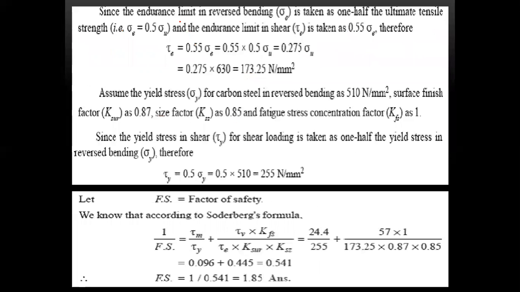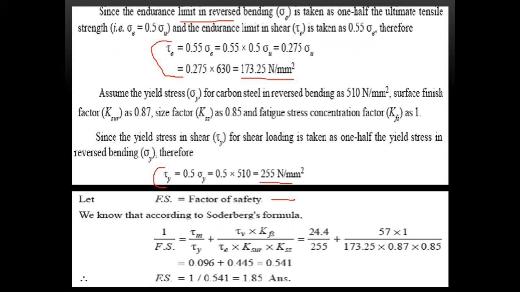So by applying the endurance limit reversal bending factor, tau E is equal to 0.5 times Eg sigma E. By substituting values, you are getting the value. And by assuming these values, tau I is equal to 0.5 into sigma Y. Therefore, 0.5 into 5 times, that is the value.